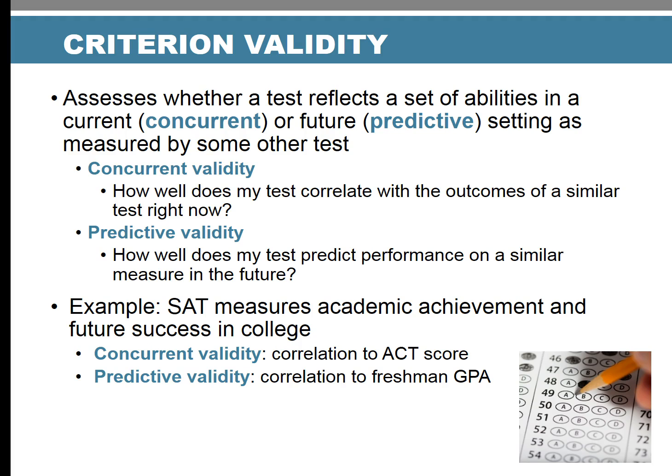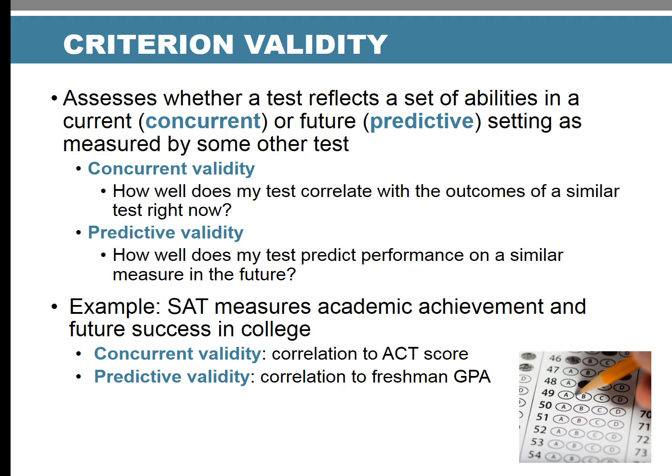If we're looking to correlate with a measurement that's happening right now, that's going to be concurrent. And if we're looking to somehow predict performance or look at something in the future, that's going to be predictive validity. As an example, the SAT measures academic achievement and future success in college. If we wanted to look at the concurrent validity of the SAT, we could look at the correlation to the ACT score. So the same student is going to take the SAT and the ACT.